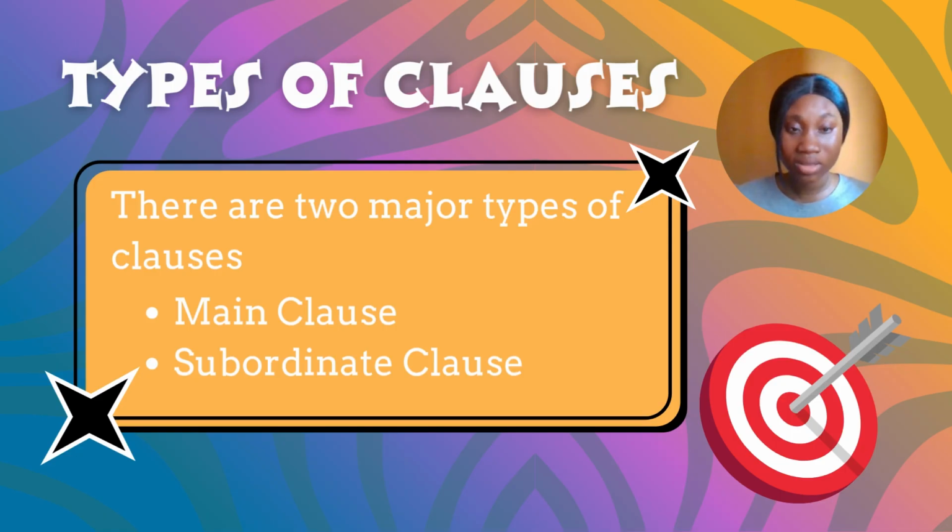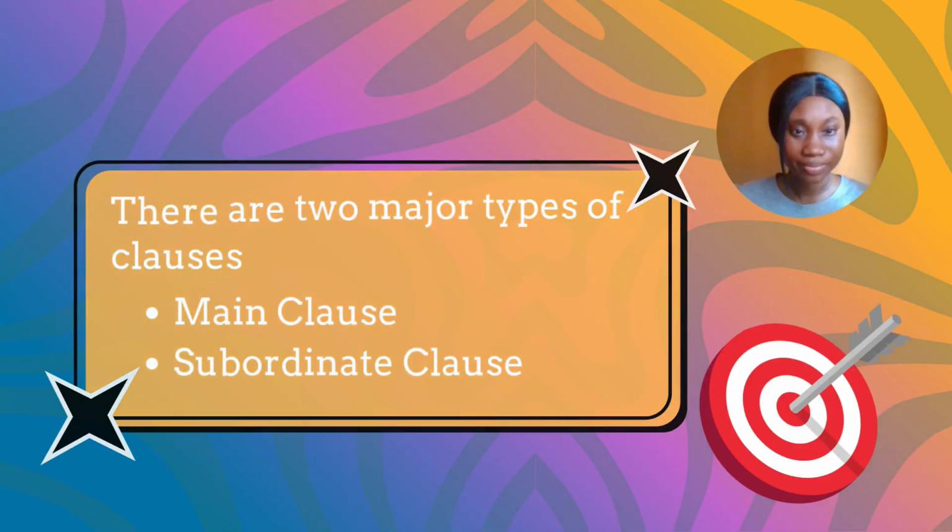Now, take note that clauses are a group of words that have a subject and a verb, right? Now, there are some clauses that can stand on their own and make sense, while some you need to add a couple more words for it to make sense. That is kind of the difference between a main clause and a subordinate clause. So let's take a look at both of them individually.